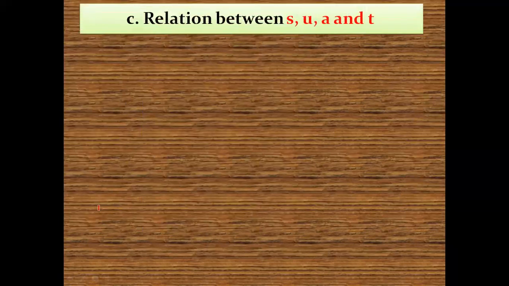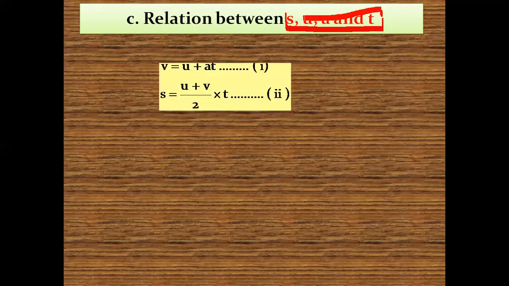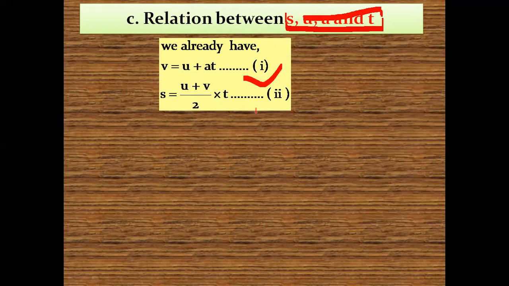Okay, let's derive the third equation of motion. The third equation of motion gives the relationship of s, u, a and t. And how can we derive this? We can derive this equation from the definitions, or from the first equation and second equation. From the first and second equations, we can derive the third equation.